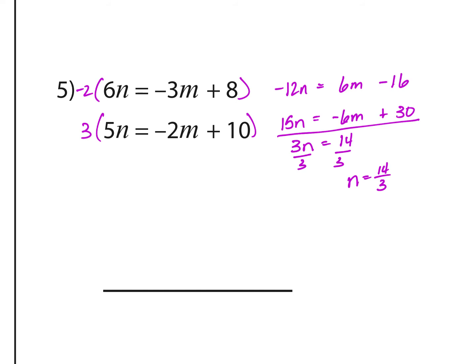Now I'm going to be very selective on which equation I plug this back into. I don't want to plug it into this equation, because I'm going to get this weird fraction, since 5 times 14/3 still gives me a fraction. But if I plug it into the other one where I have 6 times 14/3, I'll get rid of my fraction. Plus 8. So what's 6 times 14/3?